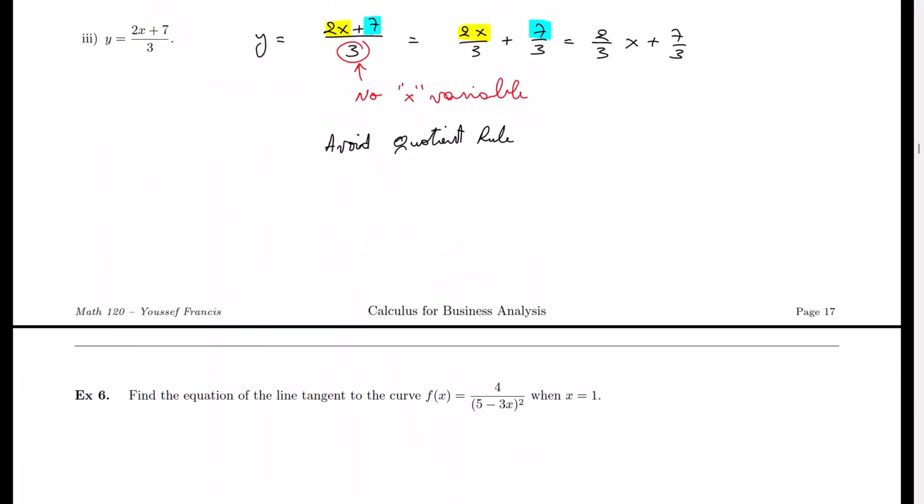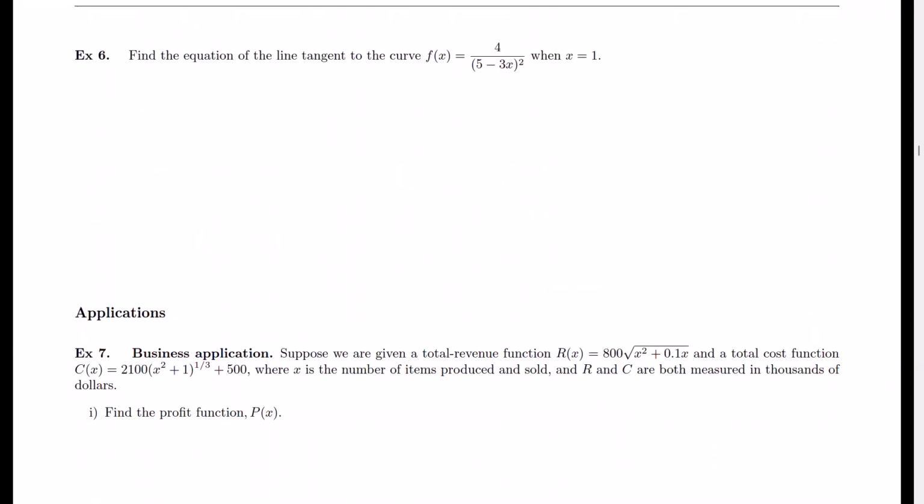Okay, so let's continue along. And in example 6, we're basically told to find the equation of a tangent line. We've dealt with these types of problems in the past. This is not the first time we see one of these things. And so the process is basically always very similar.